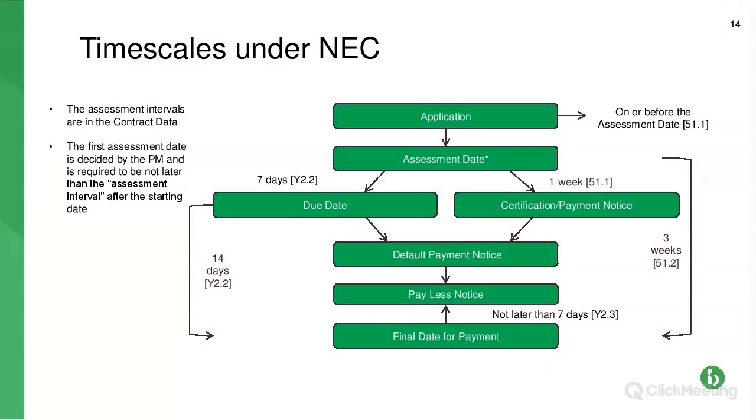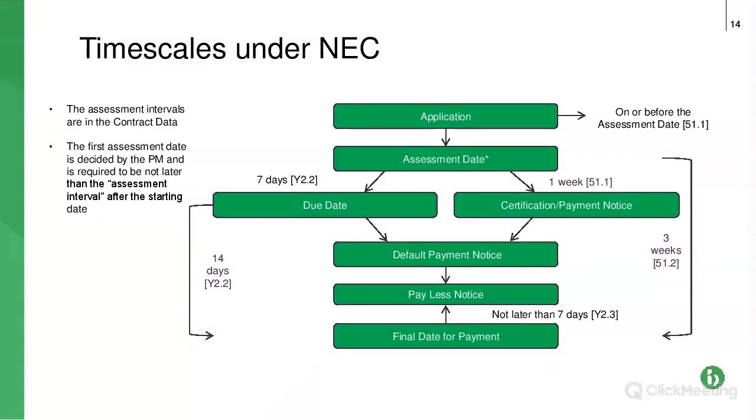If he or she doesn't notify, then it is automatically within that month. So it's the 19th of the following month, and it's that day, because it's monthly, every month thereafter until the project is complete, and in fact until the end of the defects period. So that's the assessment date. Hopefully that's the trickiest bit.